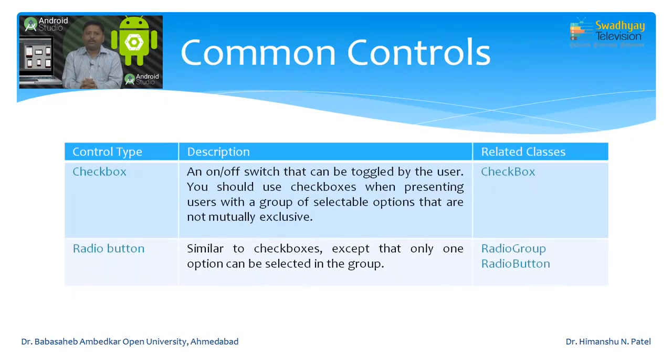Next is a checkbox. As I discussed earlier, it can be toggled either tick or untick, and it is a group of selectable options that are not mutually exclusive, which means at a time more than one option can be selected in the case of checkbox. For checkbox we also have the CheckBox class, and radio button is round in shape and mutually exclusive. That means at a time only one option can be selected from the list, and related classes for radio button are RadioGroup and RadioButton.